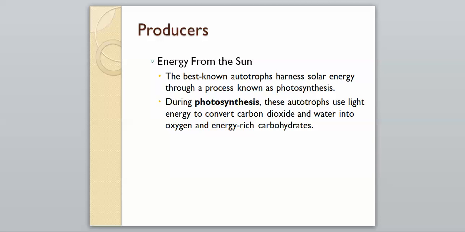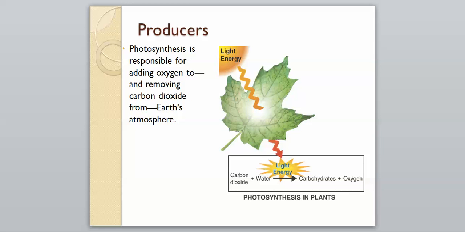The best-known autotrophs harness solar energy through a process known as photosynthesis. We've talked about this before already. During photosynthesis, these autotrophs use light energy to convert carbon dioxide, or CO2, and water into oxygen and energy-rich carbohydrates, or sugars, which is where we get our food from when we eat plants. Photosynthesis is responsible for adding oxygen to and removing carbon dioxide from Earth's atmosphere, which we mentioned before.